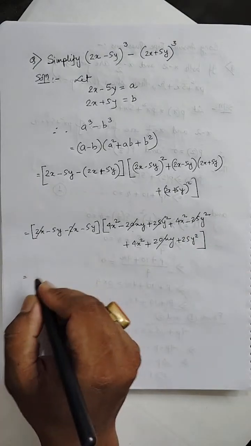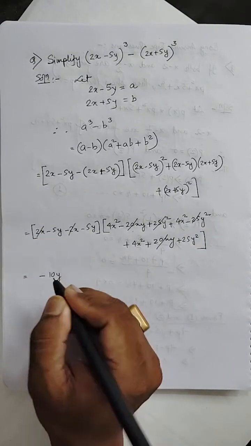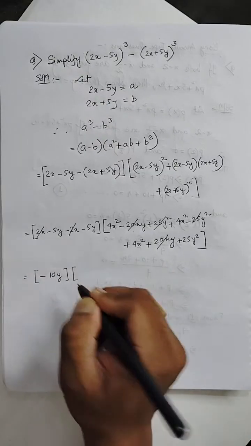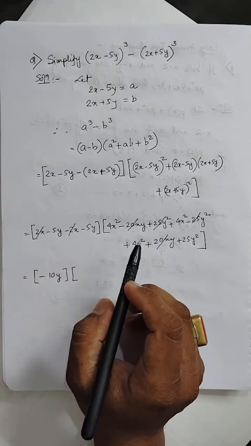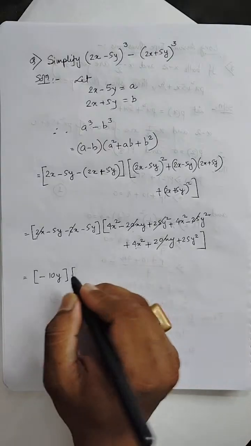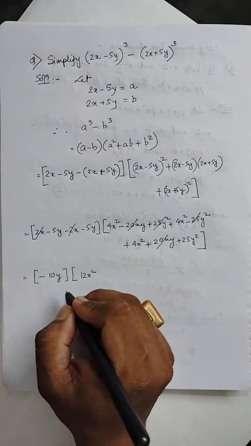So here we will get minus 10y, and then we'll have 4x square, 4x square and 4x square. 4 into 3 is 12, 12x square.